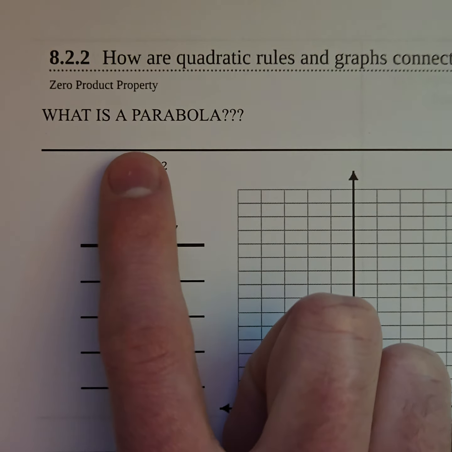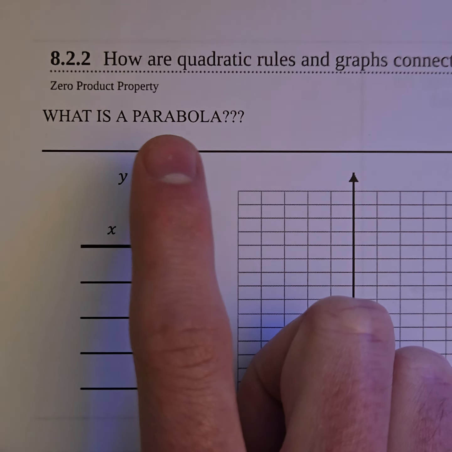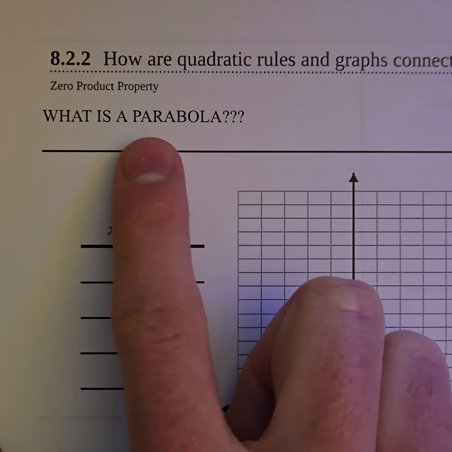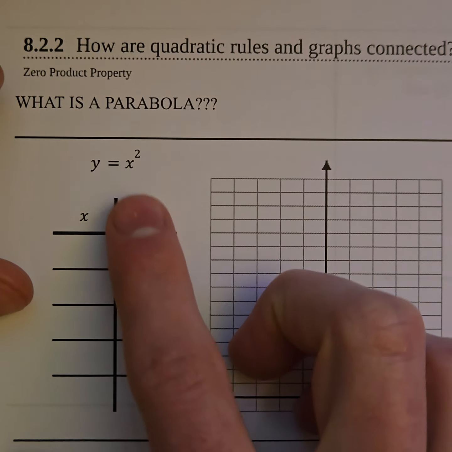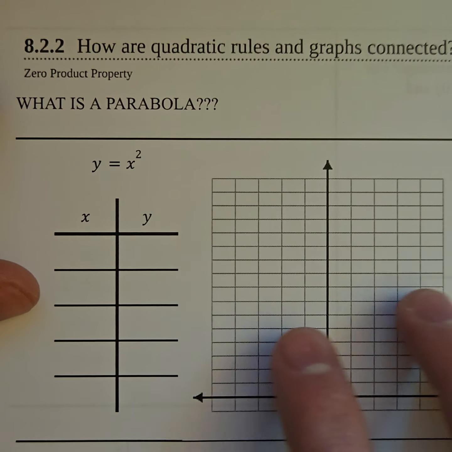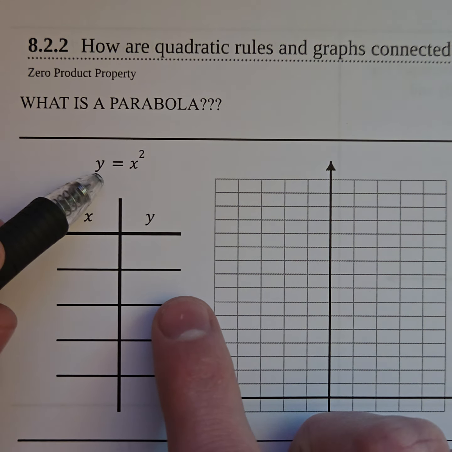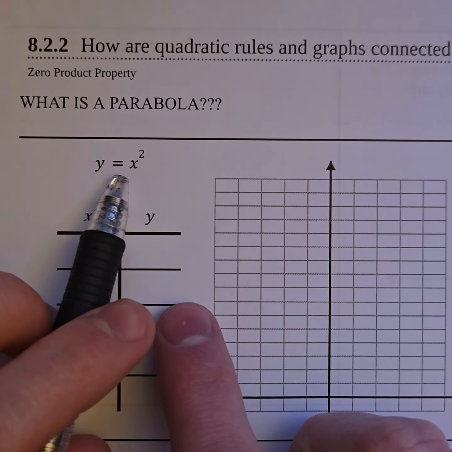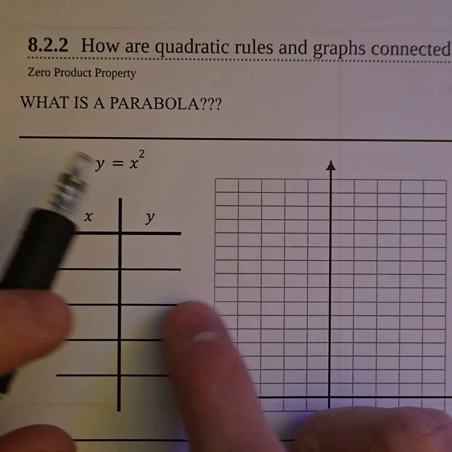So we are starting to look at the whole point of quadratics, which is parabolas. That's kind of the whole point, it's what it looks like on a graph. So to go over this, we are going to first look at what is a parabola. Let's just look at the very parent function of a parabola, where it's just y equals x squared.